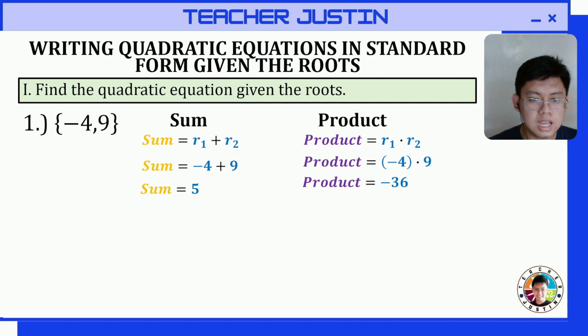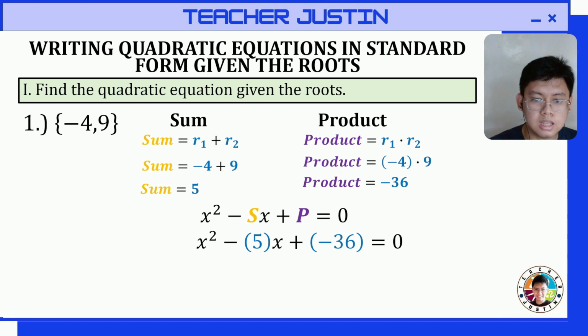Now, after getting the sum and product, ang formula natin in writing our equation will be x squared minus sx plus p is equal to 0. So, yung sum natin, isa-substitute lang natin dun sa s. Yung product natin, isa-substitute lang natin sa p. So, let's substitute our given. We will have x squared minus 5x plus negative 36 is equal to 0.